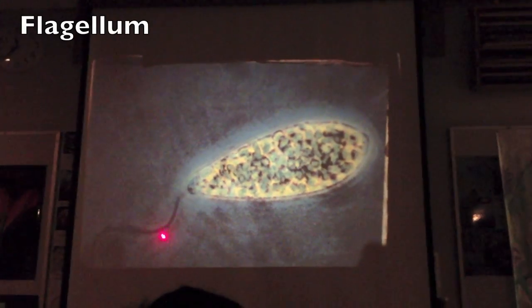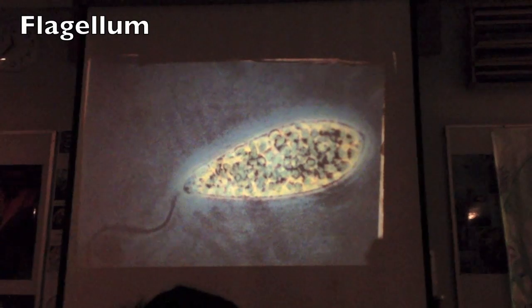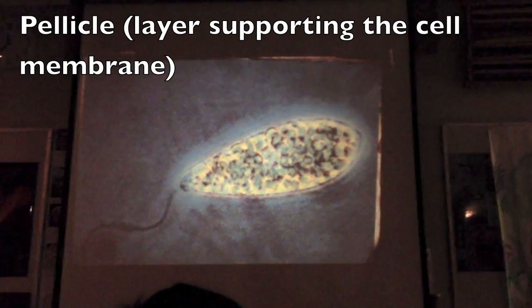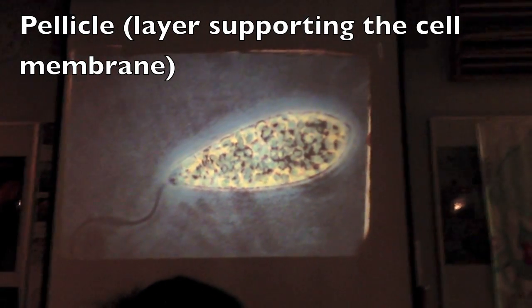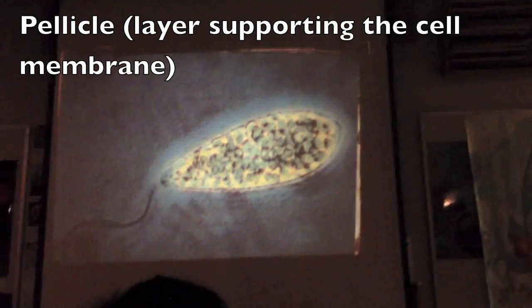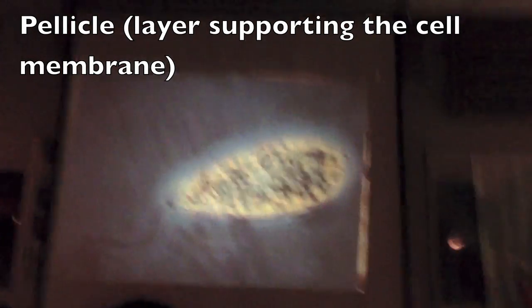Okay, so what's this thing? Flagella. Does this have a cell wall? Yes. What does it have? Pellicle, which is a protein reinforced cell membrane.